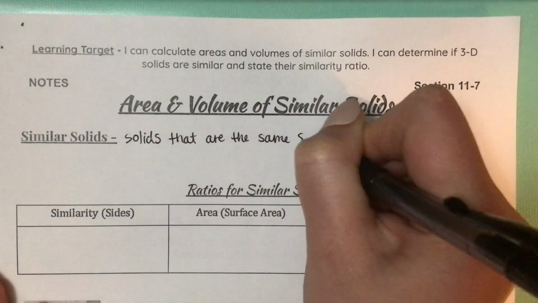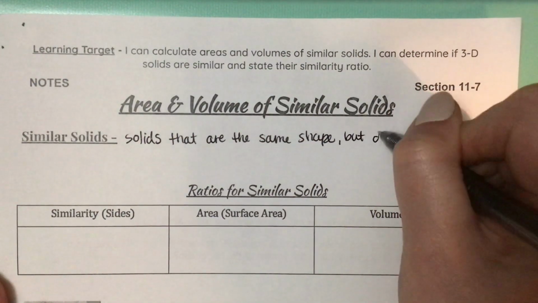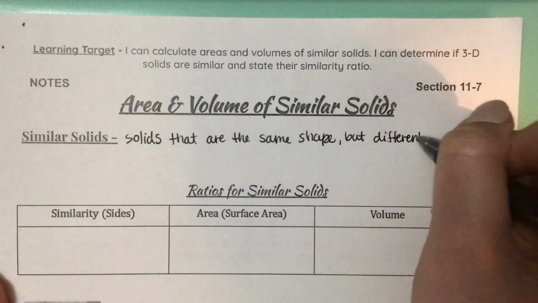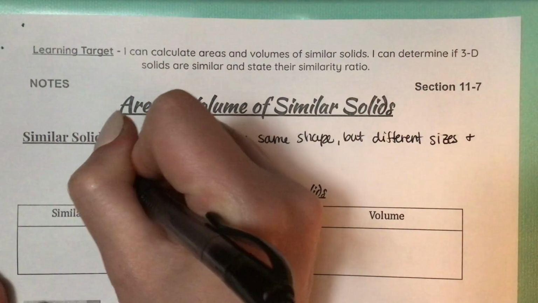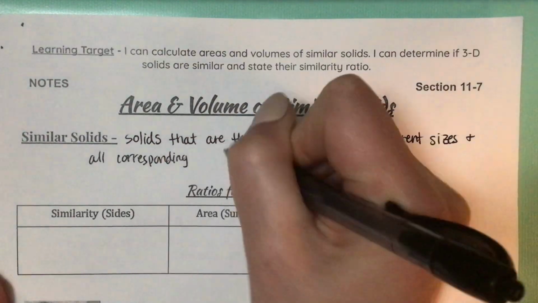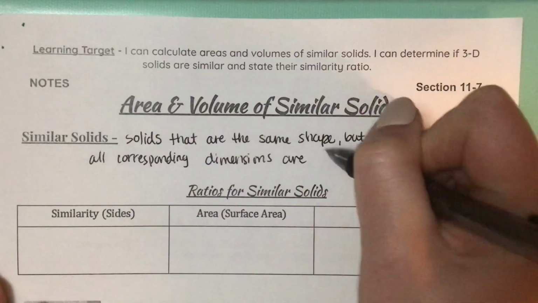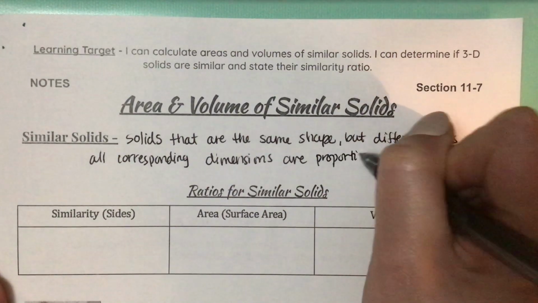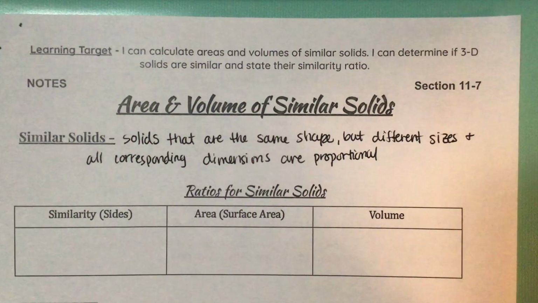Solids that are the same shape but different sizes. And all corresponding dimensions are proportional. Now, we've done something similar to this section in our area chapter as well. So some of these proportions might sound familiar to you because it does relate.